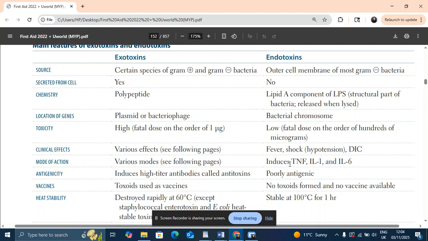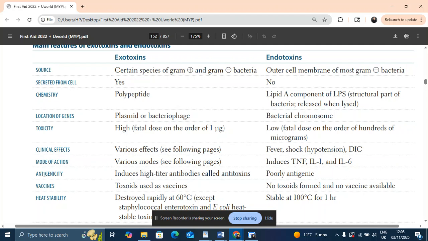One important point for memorization: for interleukin 1, remember hot, so it mostly causes fever. For interleukin 6, always remember sick, and it causes acute phase response, acute phase reaction. And for TNF alpha, tumor necrosis factor alpha, tumor necrosis, so it causes fever, shock, and cachexia. So this is how I remember this.